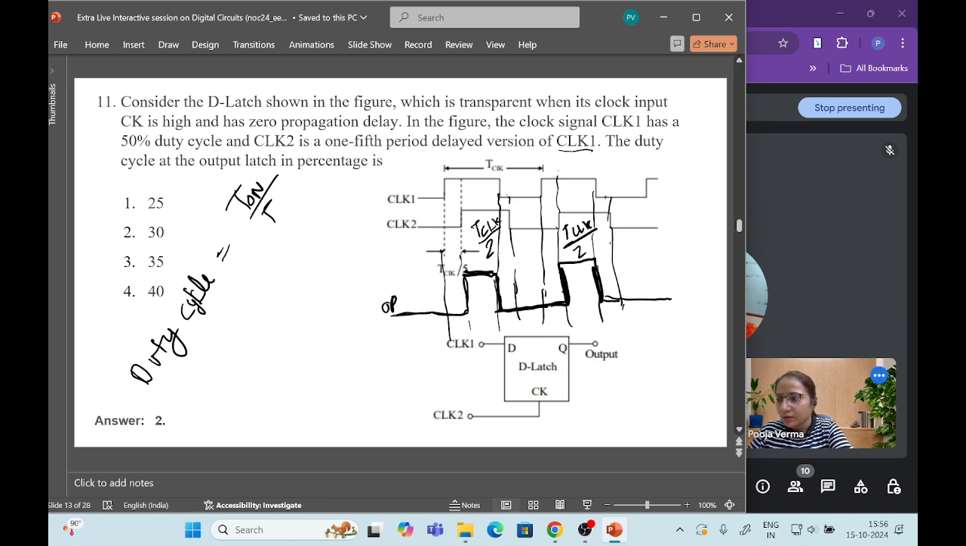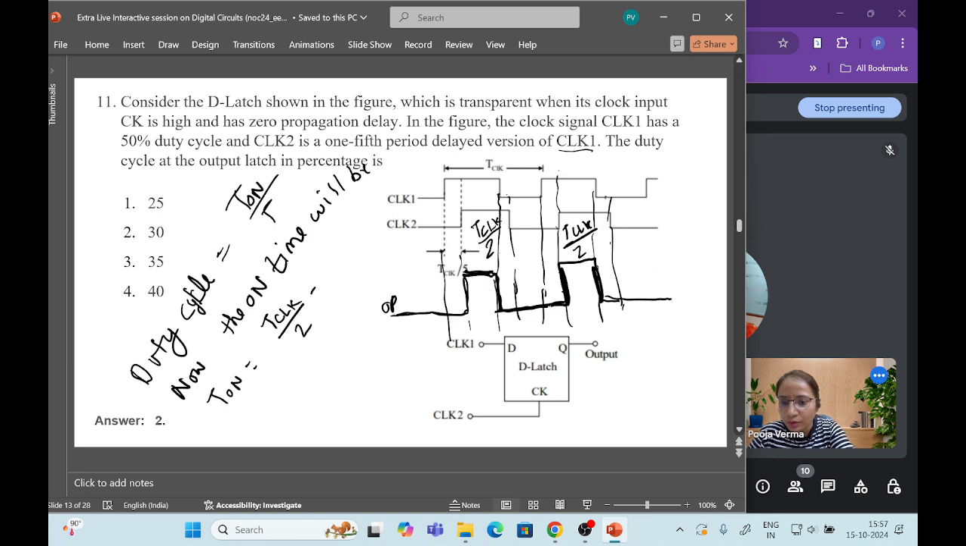Okay, so now we can write for the on time only. Now the on time will be T on is equal to T clock by 2 minus T clock by 5. Okay, so we will get 3 T clock by 10 if you solve it.